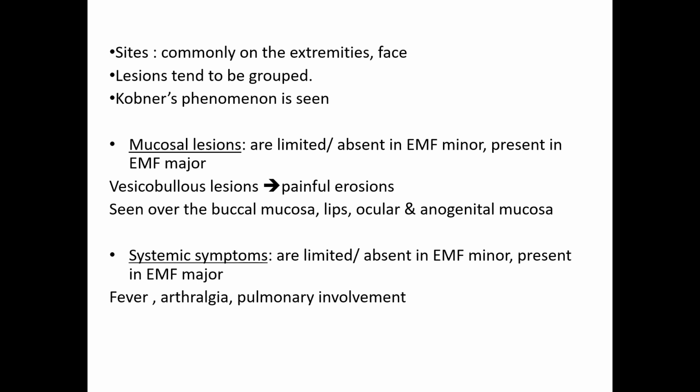Macular lesions are limited and sometimes absent in erythema multiforme minor, but present in erythema multiforme major. Vesicular lesions are present, and they become painful in the case of major. These are commonly seen in the buccal mucosa, lip, oral, and orogenital mucosa. Systemic symptoms are limited and may be absent in the case of minor. They include fever, arthralgia, and pulmonary involvement.